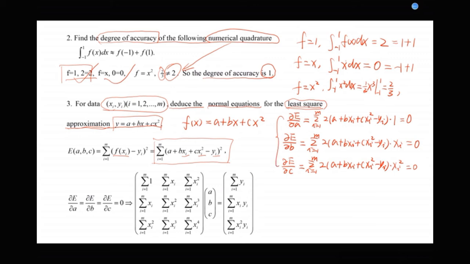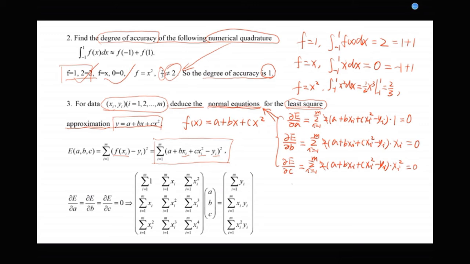Okay, so actually, what is the normal equation? This is just the normal equation. The final step is to write this linear system, with a, b, c as unknowns, into the matrix form. Clear? Firstly, because the right side is just 0, we can divide by 2. Is it okay?